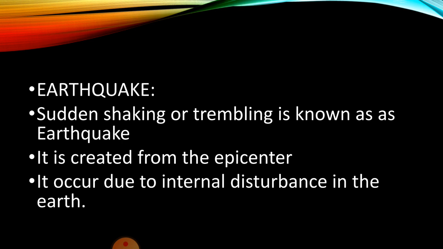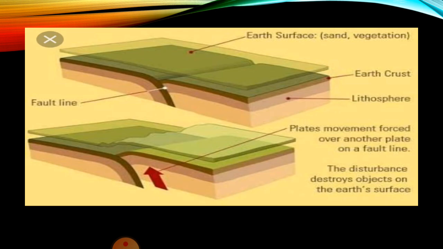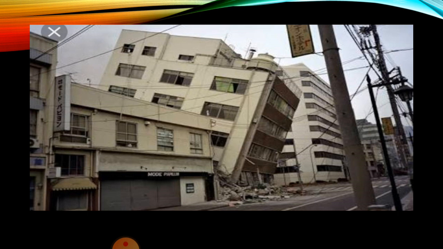And the earthquake waves are created from where? From the epicenter during the process of an earthquake. And this earthquake occurs due to the internal disturbance in the earth. See, this is a picture of the disturbance on the surface of the earth. And this is a sign of destruction due to earthquake.